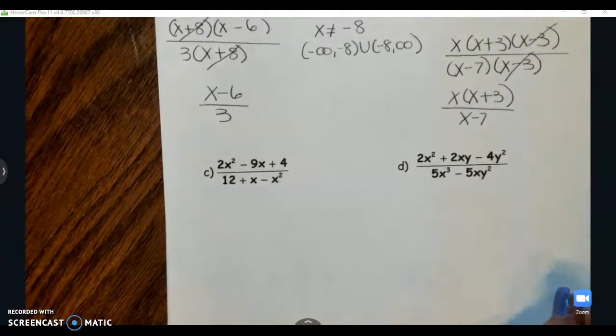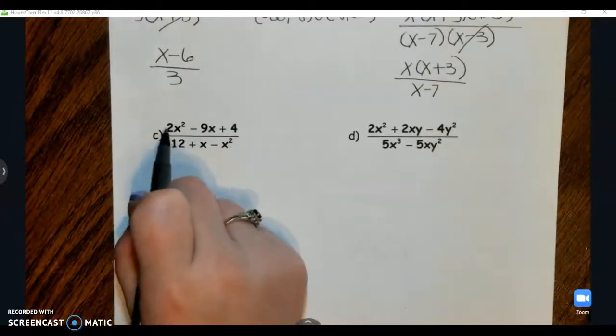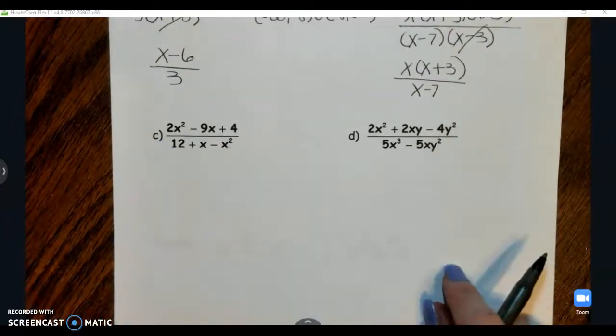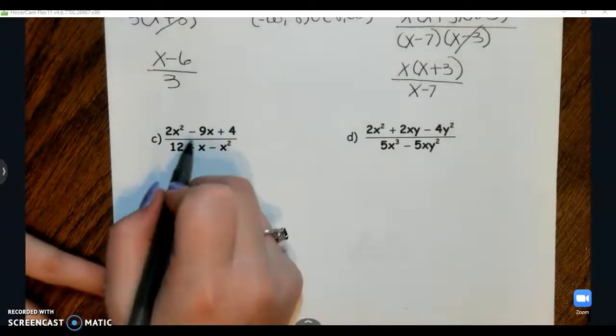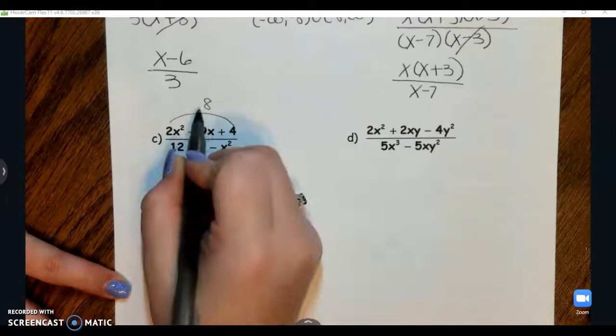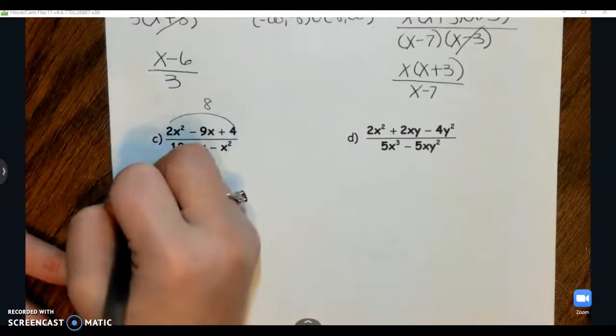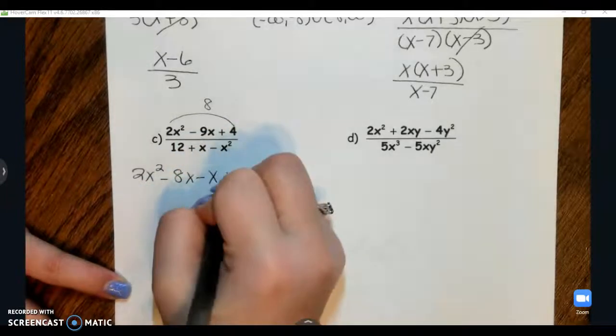C, all right, we need to factor and simplify. So I have a trinomial on the top, but my leading coefficient is bigger than 1. So we are going to factor by grouping, or if you have the Mustang method, whatever it is you like to do, that is totally fine. So I'm going to go ahead, and 2 times 4 gives me 8. I'm looking for factors of positive 8 that add to negative 9. Well, that is negative 8 and negative 1.